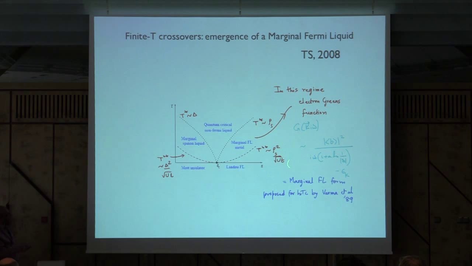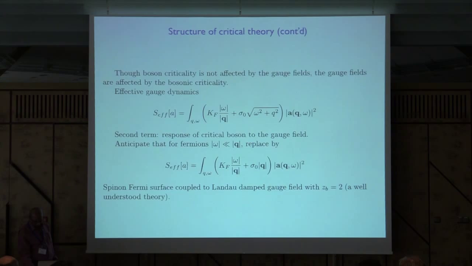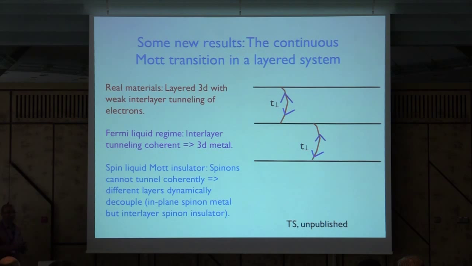Right? This sort of two-stage crossover happens because the charge fluctuations crossover at one energy scale and the spin fluctuations crossover at a totally different energy scale. Okay? So I'm out of time, so let me stop here. But let me make one comment about some new work that I think is really cool. Let me just comment on it, and then I can talk to people later.